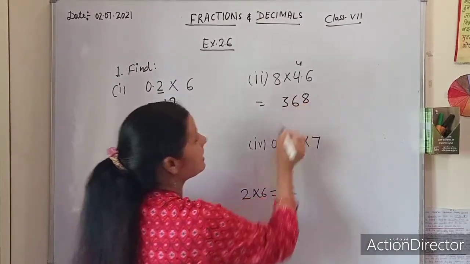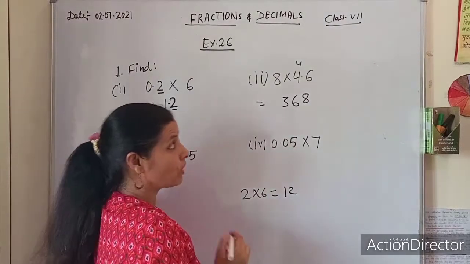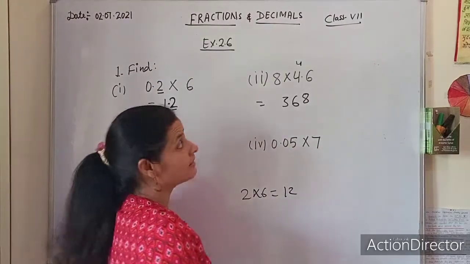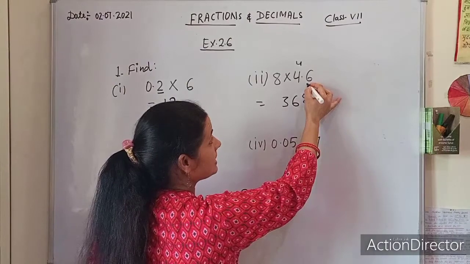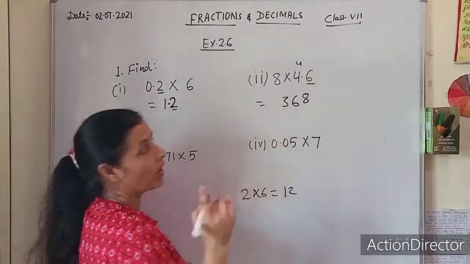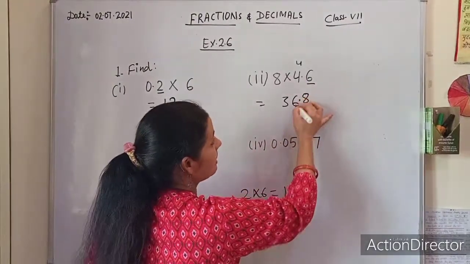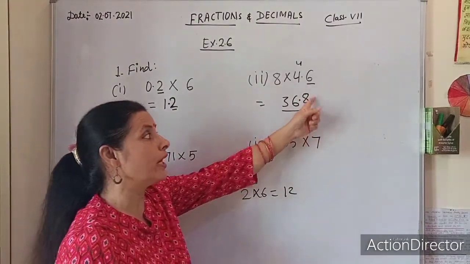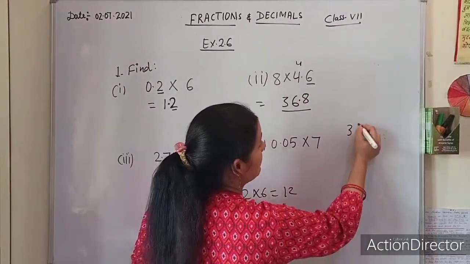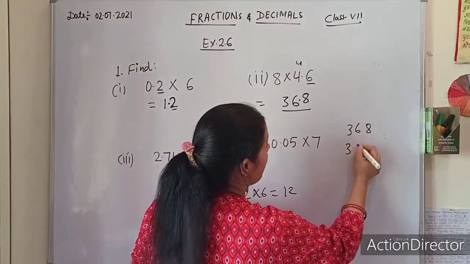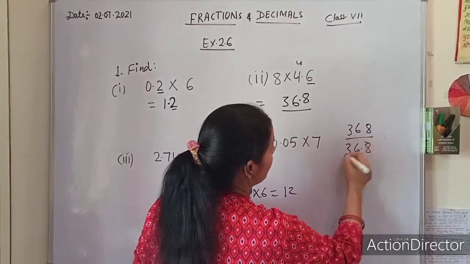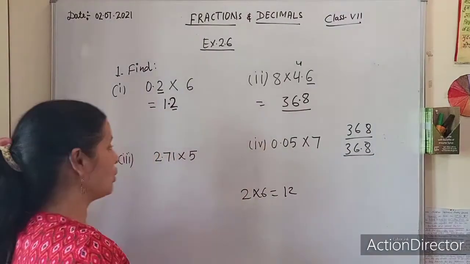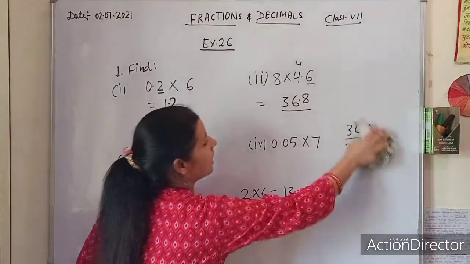This is our answer, but it's not complete. When will it become complete? When we place the decimal. So how many digits are there after the decimal? There is only one digit. Then we will place the decimal before one digit. Understood, beta? The answer will be 36.8. There is a big difference between 368 and 36.8. Just keep it in your mind.